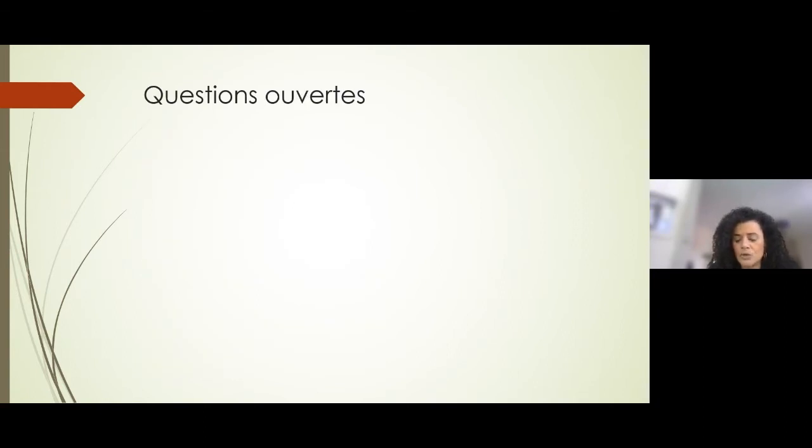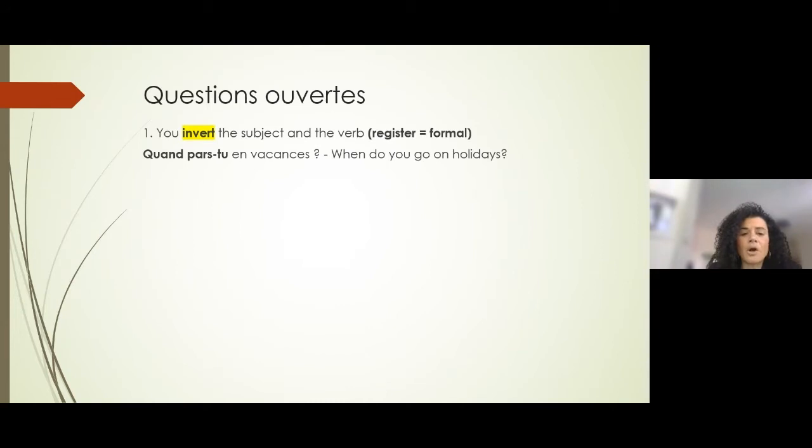Now, let's have a look at questions ouvertes, which are open, which means that there is an interrogative pronoun and that your answer cannot only be yes or no. It needs to be a bit more developed. So you can also invert the verb and the subject. And in this case, the register is formal, meaning mainly in writing. Quand pars-tu en vacances? So you see, I have the interrogative pronoun quand. Pars-tu, I invert the verb and the subject and the rest of the sentence. Donc, when do you go on holidays?